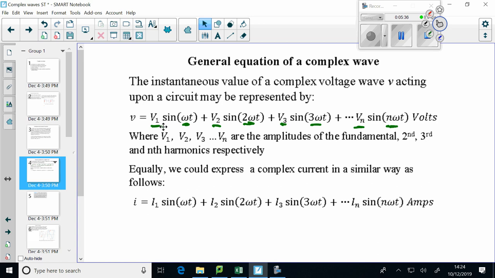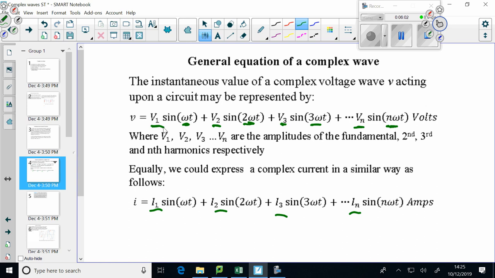Well, we can express a voltage as complex. If we applied that complex voltage to a circuit, we'd get a complex current, and so we can express that current as i equals i1 plus i2 and so on. Again, these i1, i2, i3 are the amplitudes of the individual components in that waveform.